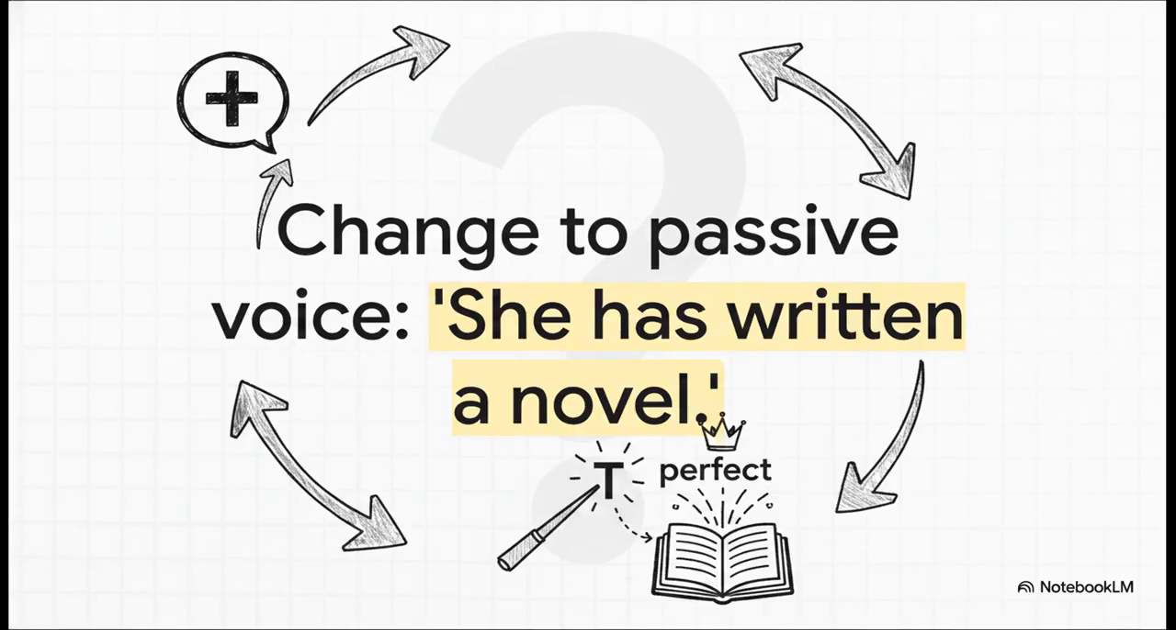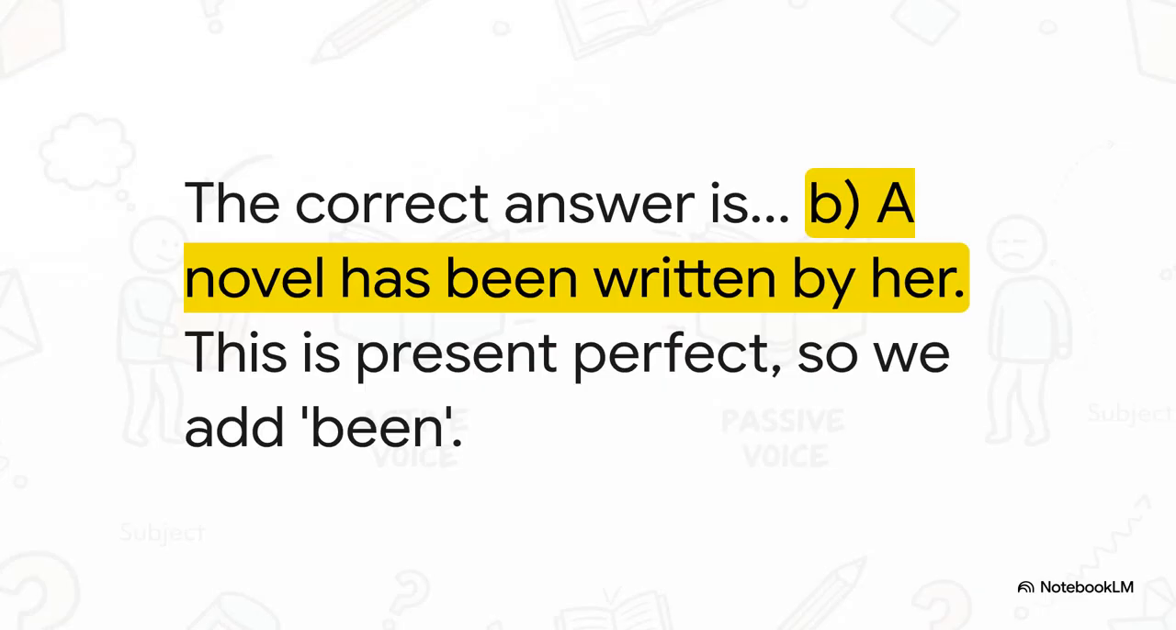Here it is. She has written a novel. This one's in the present perfect tense. So what was that magic word we need to add for the perfect tenses? You got it. The answer is B. A novel has been written by her. Since it's a present perfect tense, we had to pop in that magic word been. You are totally getting the hang of this.